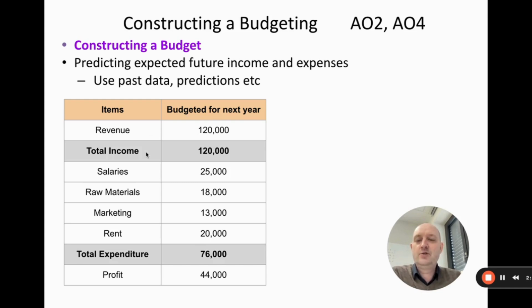And therefore, our total income is going to be 120,000. In reality, there's going to be multiple income sources. But just to keep it simple in this video, I'm just assuming that the only income is going to be revenue.